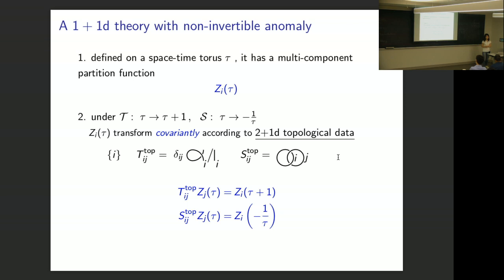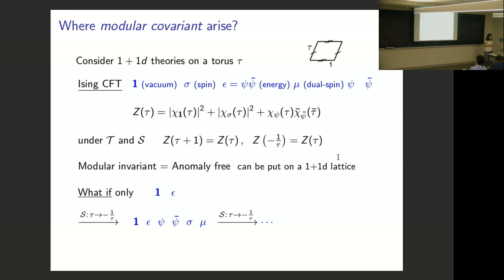To motivate this, let me ask where such kind of modular covariance can arise. We can consider a 1 plus 1D theory on the torus and consider the familiar Ising CFT. There are six primary fields. If we pick three of them, 1, sigma, and epsilon, they form a partition function that is modular invariant under S and T. So they are anomaly free, and indeed we know it describes the critical point of the transverse Ising model in 1 plus 1D. Now, what if we just pick the Hilbert space to contain 1 and epsilon? Its partition function under the S transformation will generate all other sectors, so it is no longer invariant.